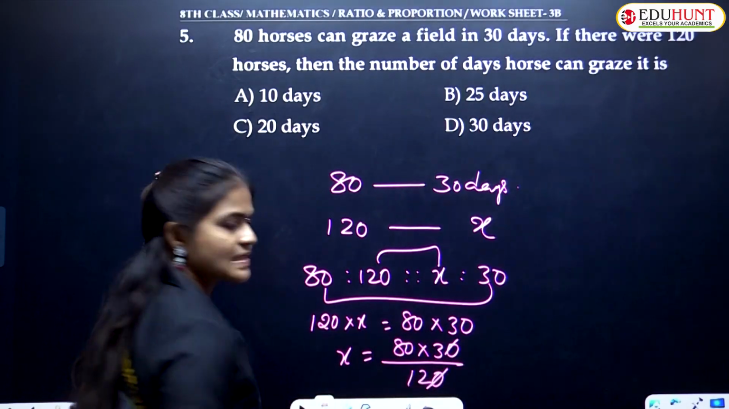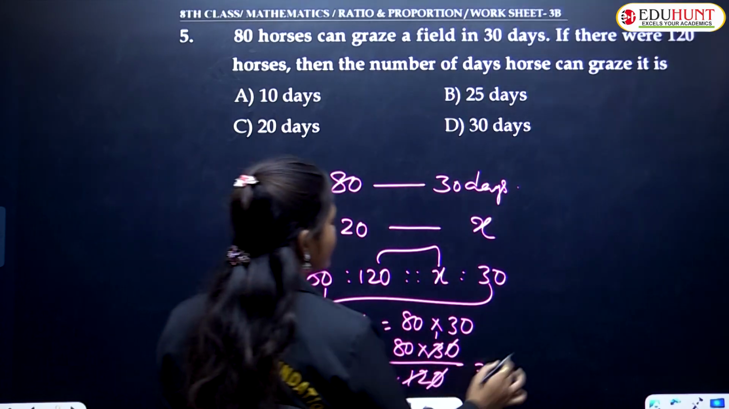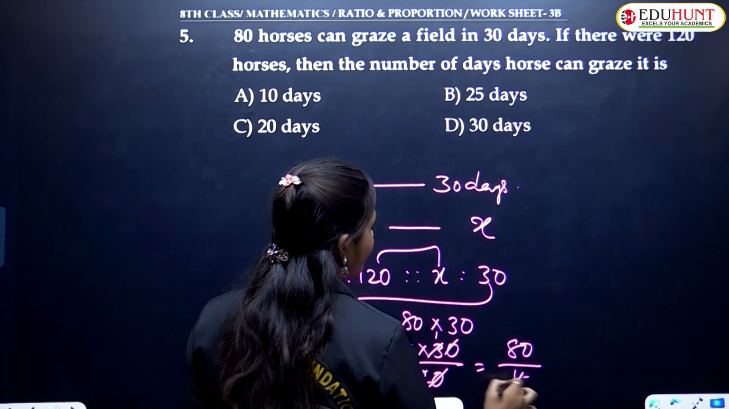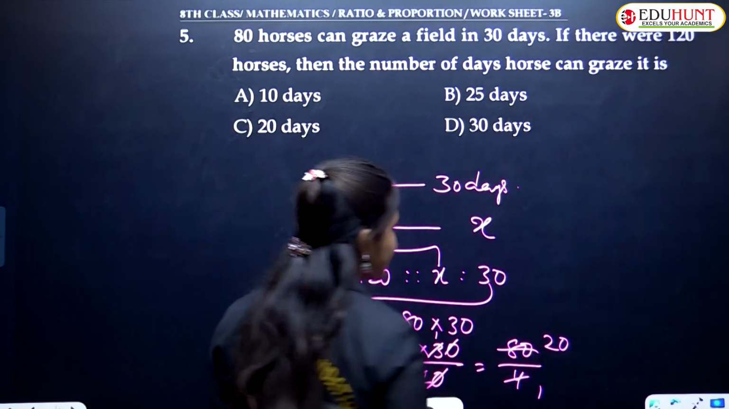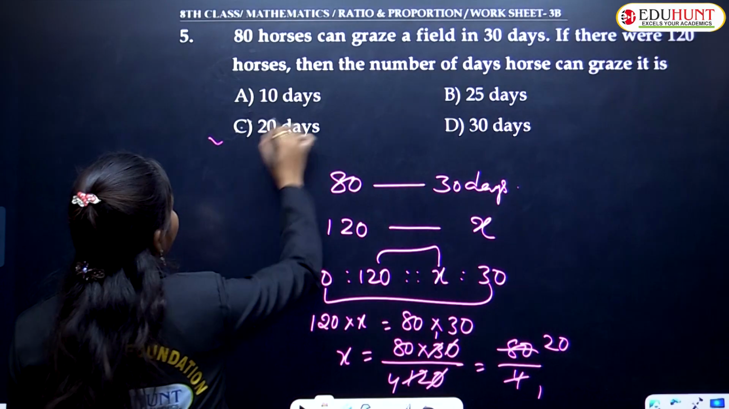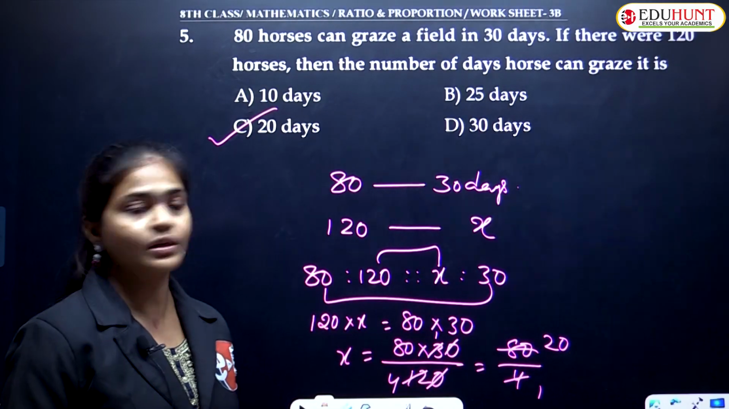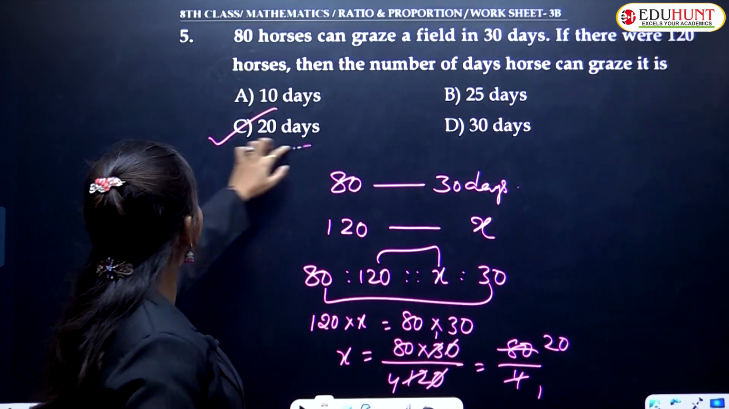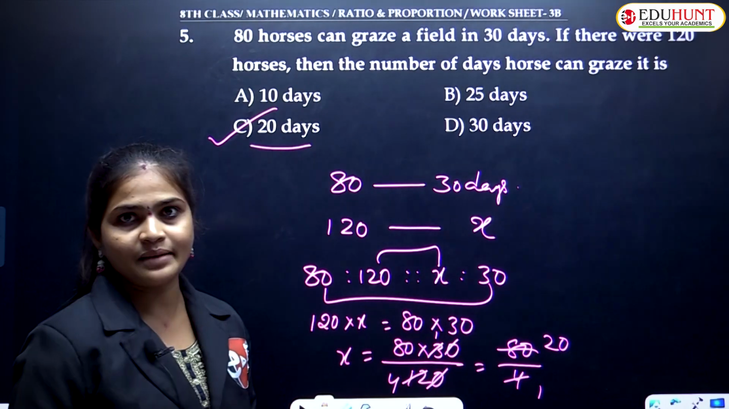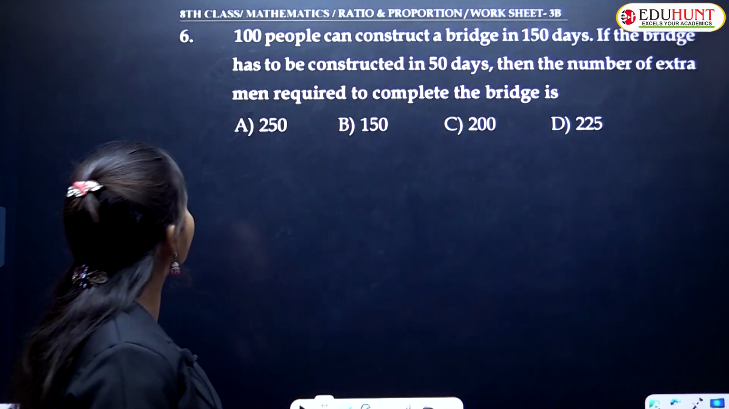So x is equal to 80 into 30 by 120. The zeros get cancelled. Next 3 1s are 3 and here 3 4s are 12. So 80 by 4, 4 20s are 80. Understand? So how many days will it take? 120 horses take 20 days to graze the total field. So which option is correct here? That is option C. Okay, so let us check the next question, sixth one.